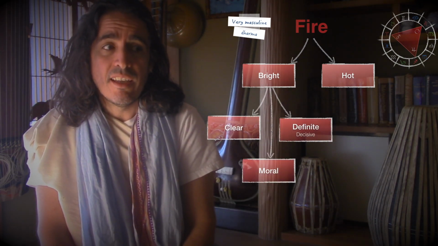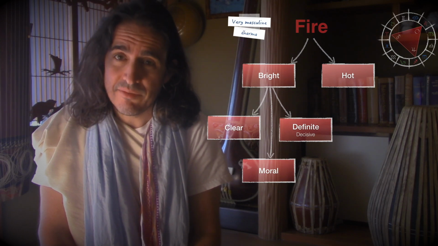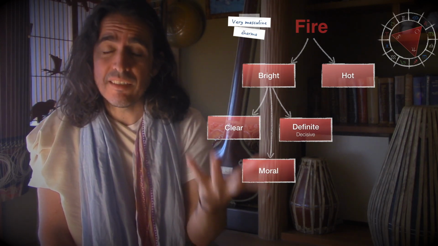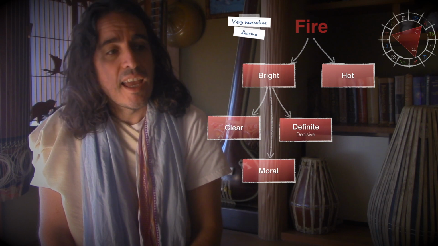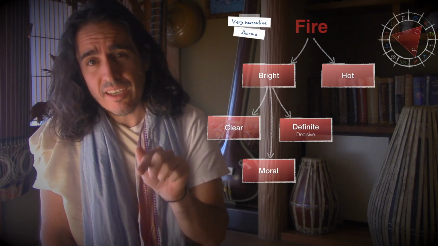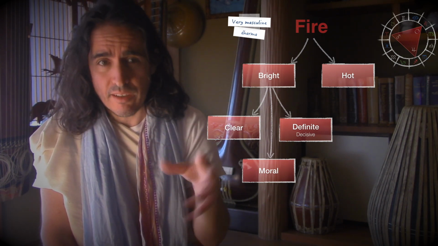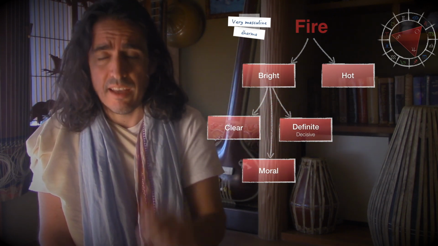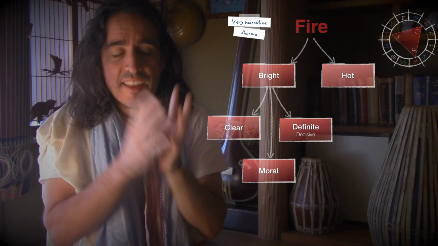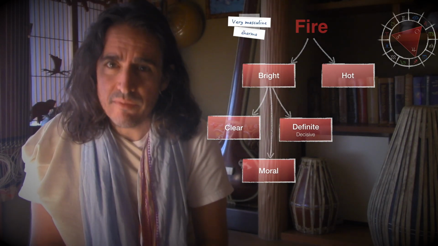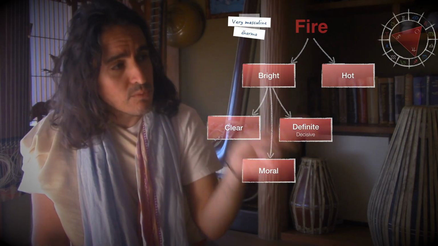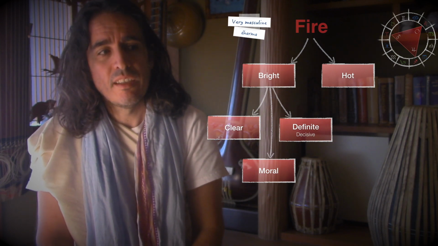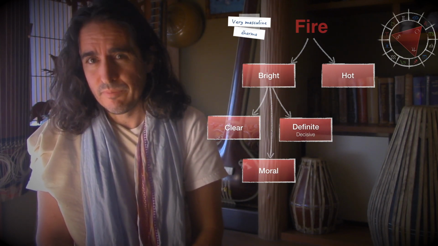Now, as for it being bright, what that implies, symbolically speaking, is that fire is clear. Brightness makes things clear. And fire is definite or decisive. When things are clear, then you can make a clear decision. It's definite. You can see a difference between this and that and make your choice. Then it's got a moral character to it. Not this, that. That's wrong, this is right. That's why it's associated with dharma.